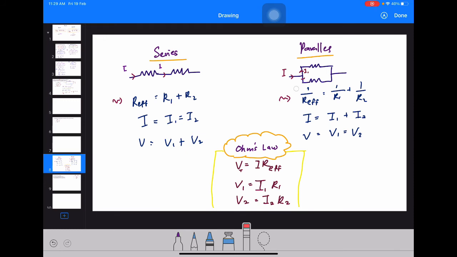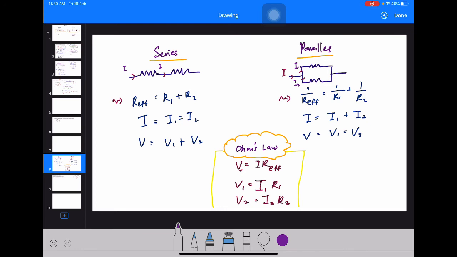For parallel, now the current goes through a junction, so you expect the current to split into two parts. It will be I1 and I2. The values of I1 and I2 depend on the resistance at each branch. But the key idea here is that I equals I1 plus I2. Since the current is plus, the voltage is the same. V equals V1 equals V2.